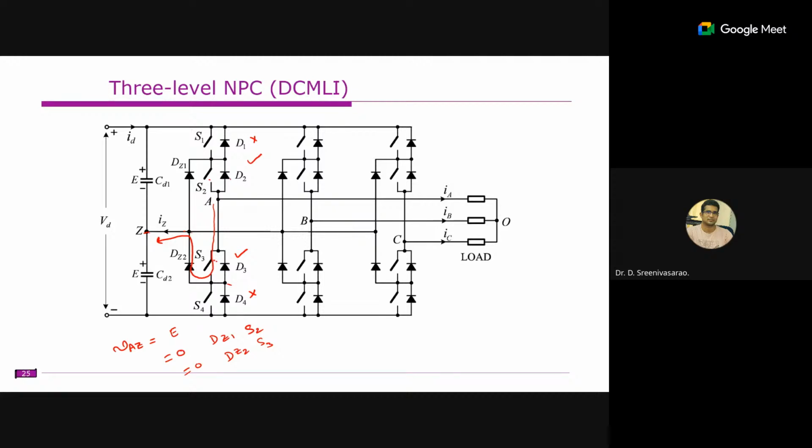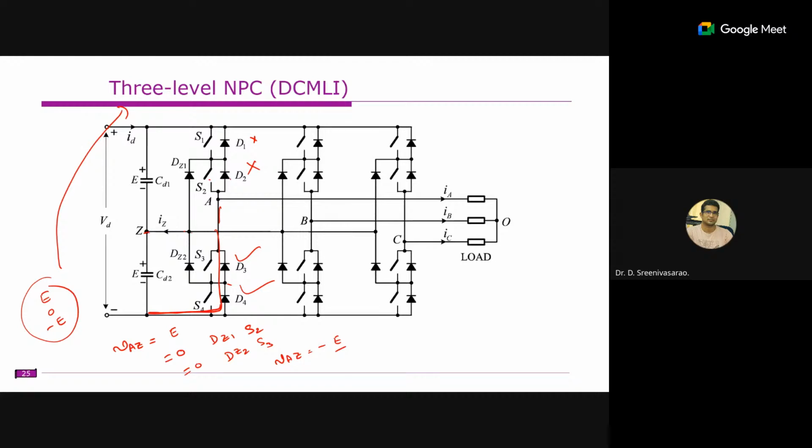Right. Now if both upper switches are turned off, and the lower are on, then this voltage is connected here, so between A and Z you will get the minus E voltage. So that means you are getting E voltage, 0 and minus E. That's why it is known as a three-level inverter.